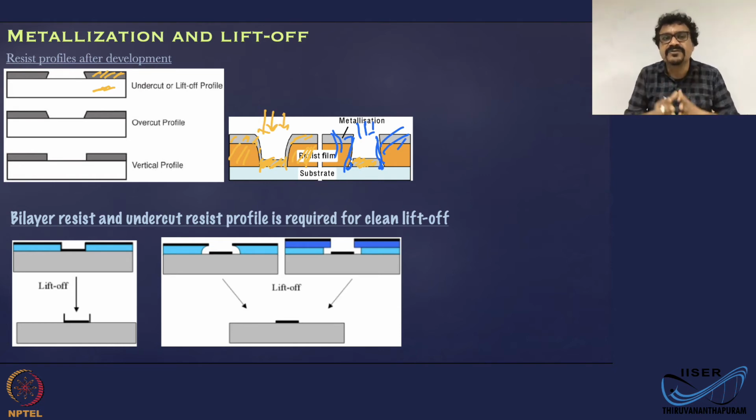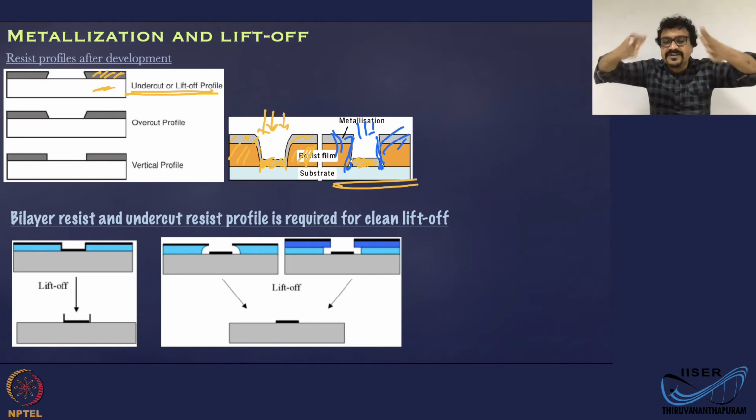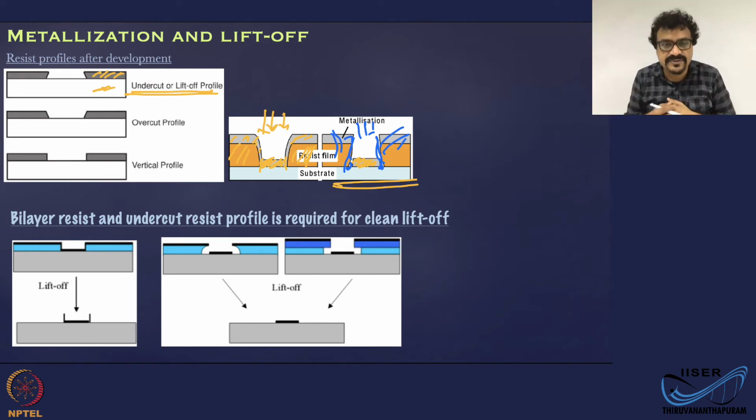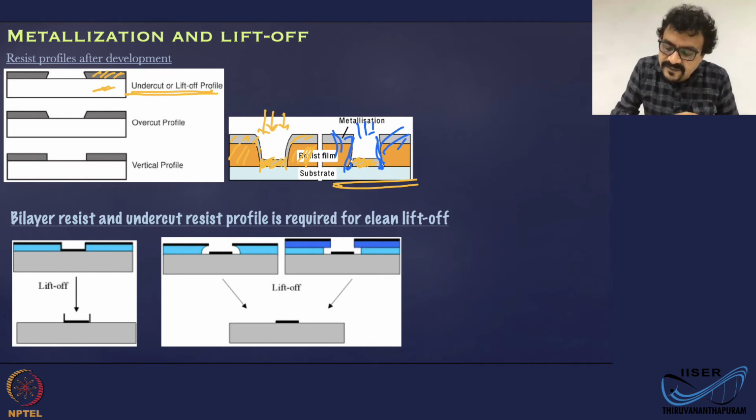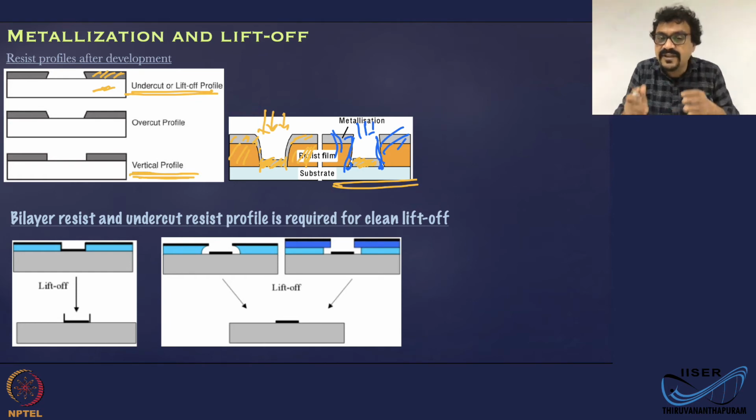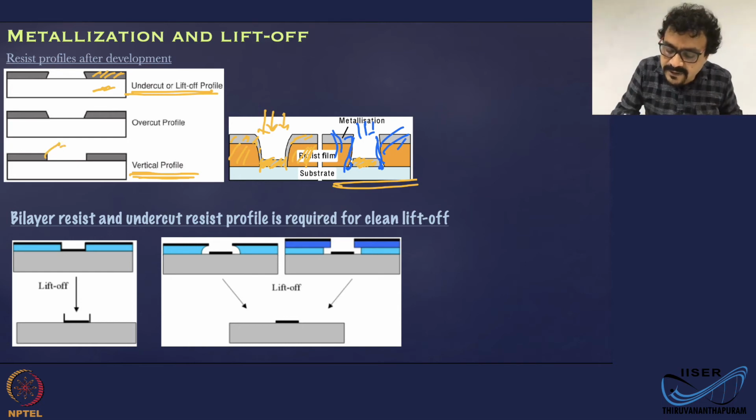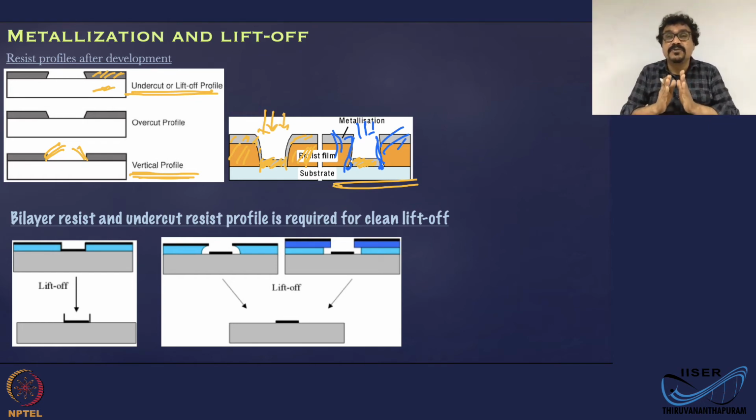So what you need for a clean liftoff is something called an undercut or liftoff profile, which is something like this. We want more of a cave-like feature towards the bottom. You want an undercut, so that when you deposit metal, you get breaks, so that the metal film is not really continuous. Generally this undercut profile is obtained by something called a bilayer resist. The vertical profile is also fine, but if there is a small angle when you deposit metal, then you can get coated metal on the sidewalls also, which is not desirable.